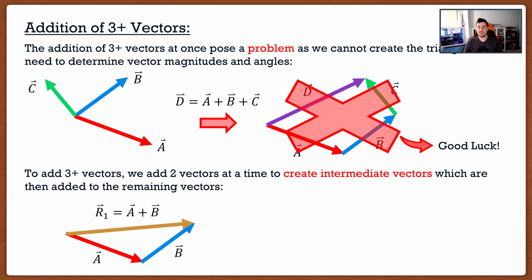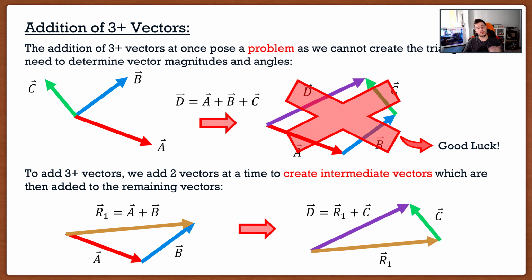After that, I'm going to take that intermediate vector, and I'm going to add the remainder vectors. So in this case, I've already added A and B together, but I still have C left. So I'm going to place C now on top of R1, and then this will give me my resultant vector D. So it's just a matter of splitting it into steps, and from here I can solve for our resultant vector D. And that's it. That is vector addition using the parallelogram method.